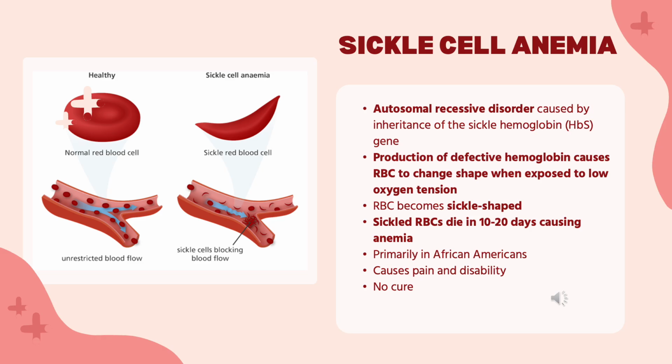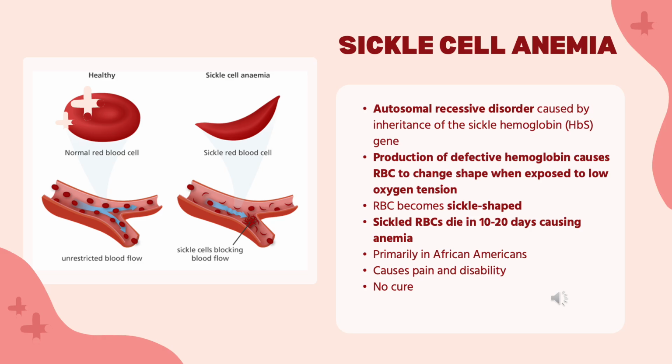So our sickled cells in these patients with sickle cell anemia are also very fragile. They only have a lifespan of about 10 to 20 days, which compared to the normal 120 days of a normal red blood cell, you can see how these patients end up with a chronic anemia and other complications.